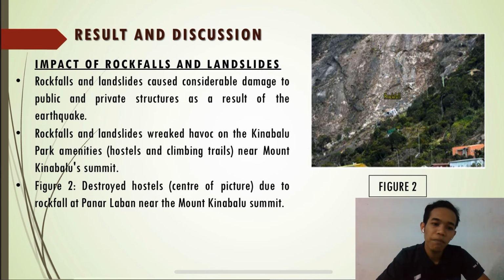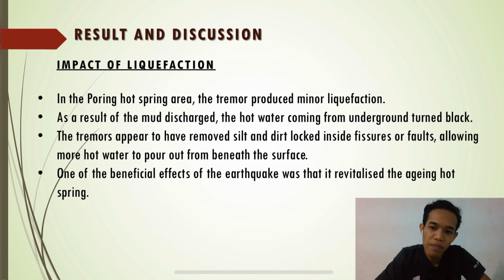Next, for the impact of rockfall and landslide. First, rockfall and landslide caused considerable damage to public and private structures as a result of the earthquake. Second, rockfall and landslide wreaked havoc on the Kinabalu Park amenities, which are hotels and the climbing trail near Mount Kinabalu Summit, as shown in figure 2. Figure 2 shows destroyed hostels, in the center of the picture, due to rockfall at Panalaban near the Mount Kinabalu Summit.